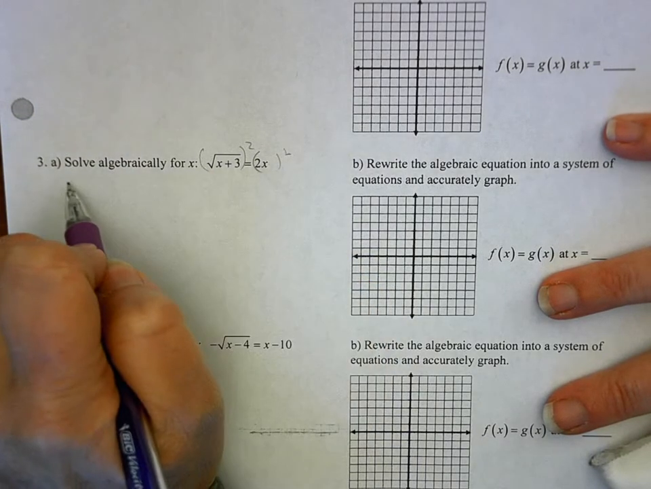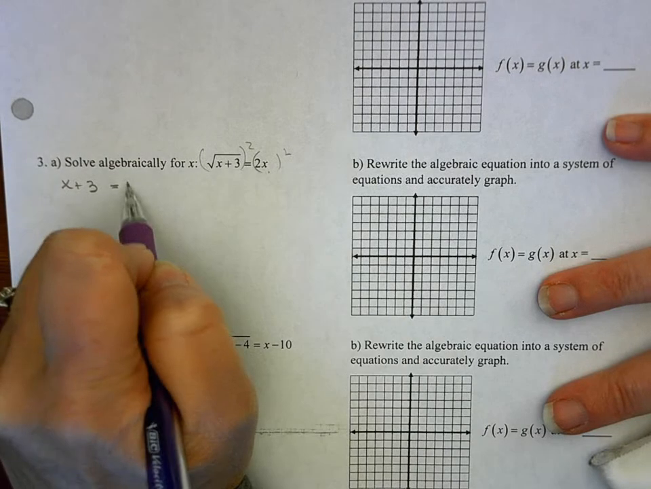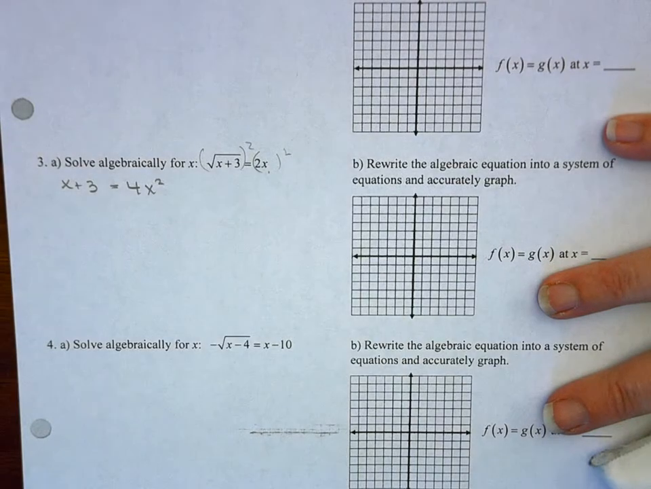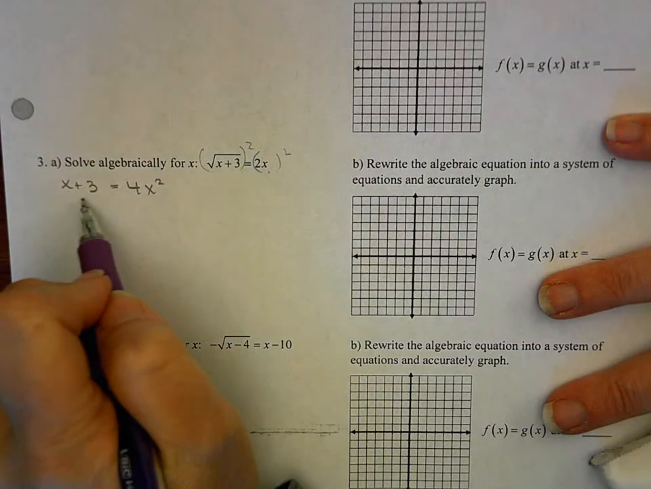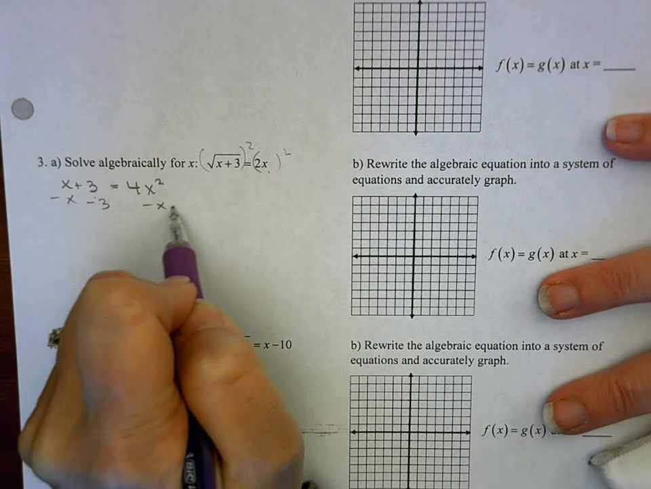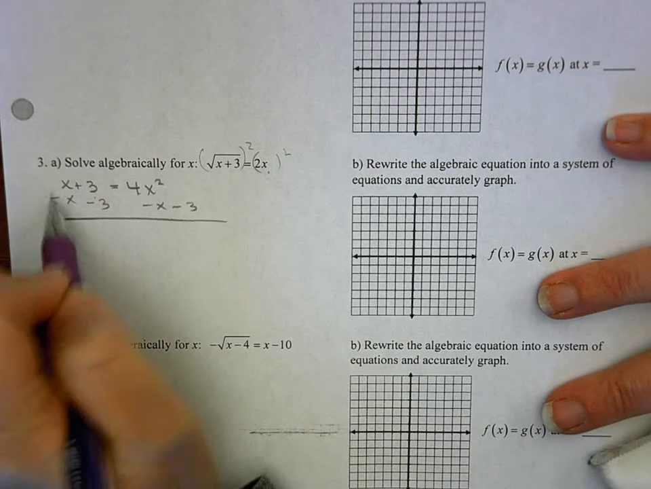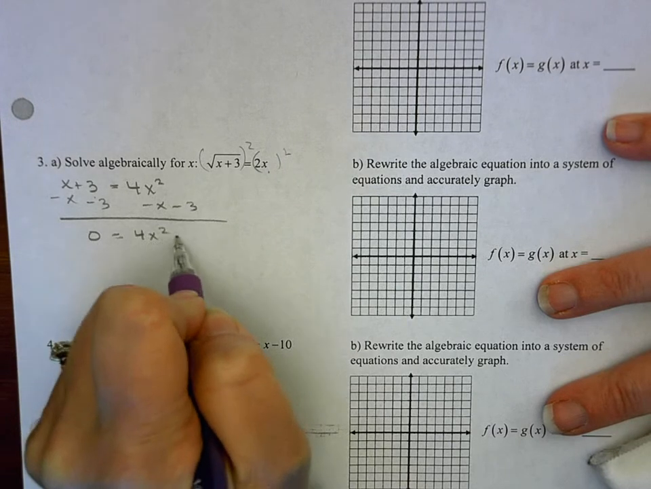So that would be just x plus 3. And then 2x times 2x is 4x squared. And so now I want to go ahead and set it equal to 0. And I want my x squared term to stay positive, so I'm going to subtract the x and the 3 over. So that would just be 0. And then nothing combined, so I'm just going to write everything side by side.